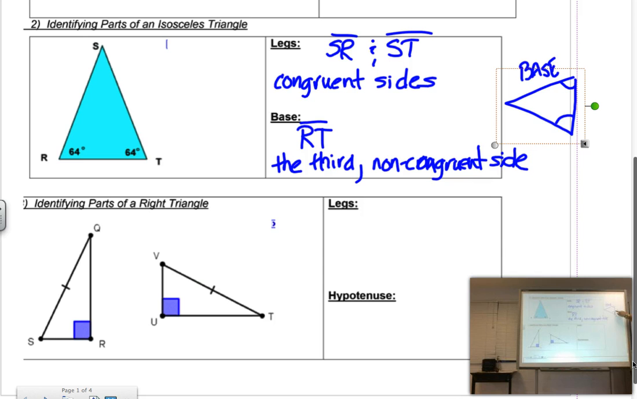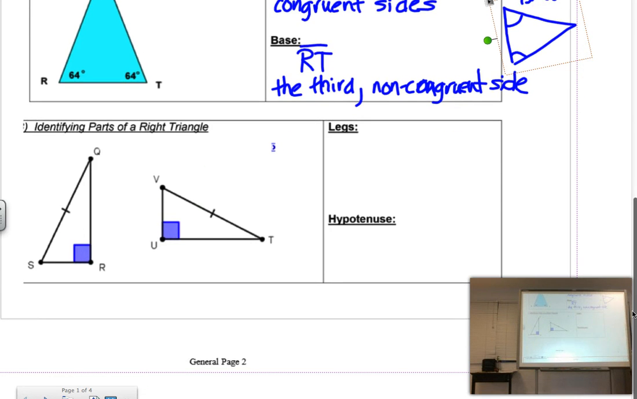Over here, what's it called? What's this? Okay. Down here, what's it called? Okay, so no matter which way it's oriented, it's still the base. Okay, we're going to identify the parts of a right triangle. What are the legs of this triangle here to the left? QS.